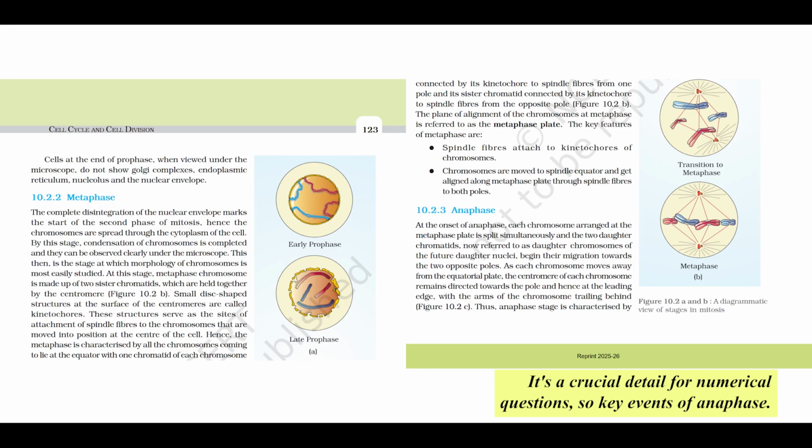So, key events of anaphase. Centromeres split, sister chromatids separate, and these daughter chromosomes move to opposite poles. That splitting and moving sounds very precise. So once they reach the poles, is that the end of nuclear division? What happens to the chromosomes then? Do they just stay there?